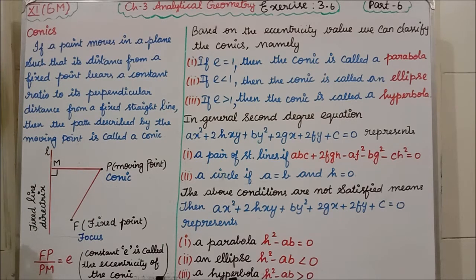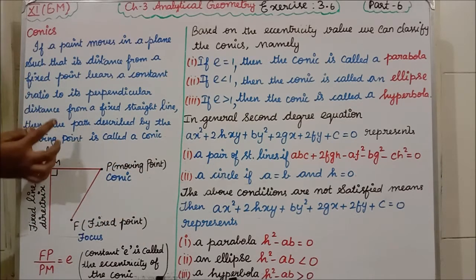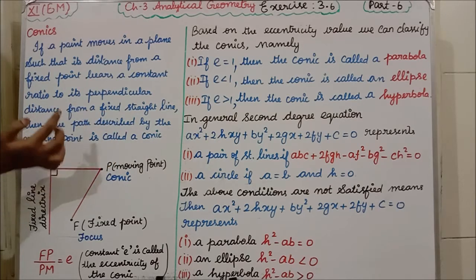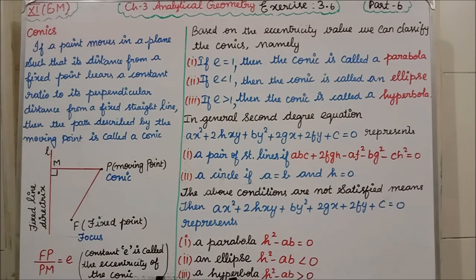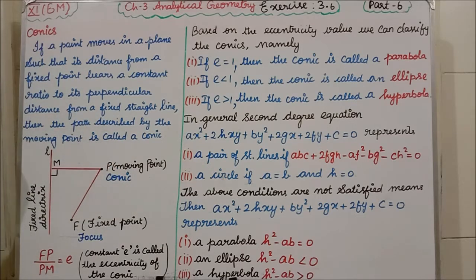What are we doing now? We are describing the moving point, isn't it? So what are they saying? The path described by the moving point is called a conic. Okay, we are describing the moving point. That moving point is called a conic. Clear, students? Now the fixed point is called the focus.